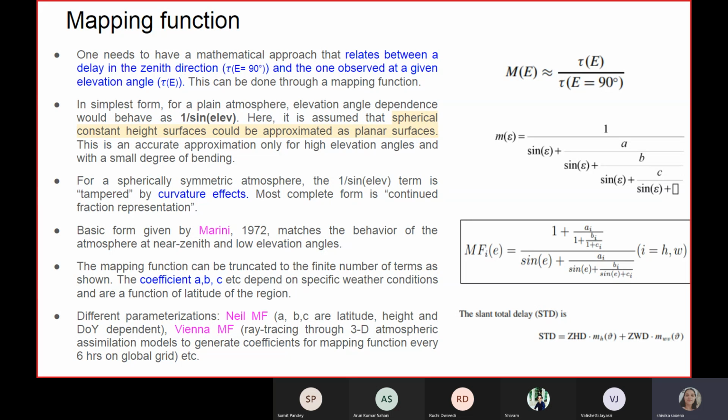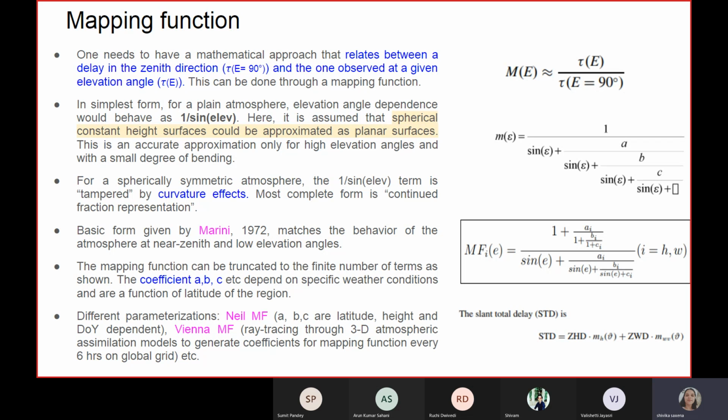And another popular and more accurate mapping function is the Vienna mapping function. This uses ray tracing. Ray tracing means the signal ray from the satellite to a receiver is being traced. Which path it is taking, we are tracing it exactly through a 3D atmospheric model. While tracing the signal path, we can calculate the accurate mapping function every 6 hours on the global grid. So this is a global grid Vienna mapping function. This is calculated for every region of the earth.